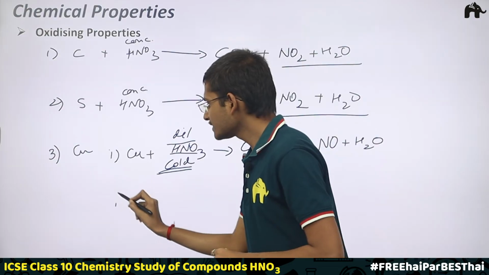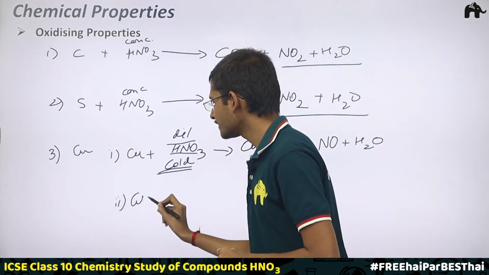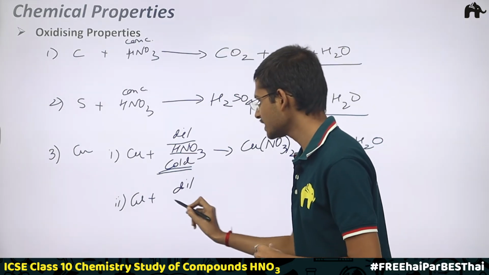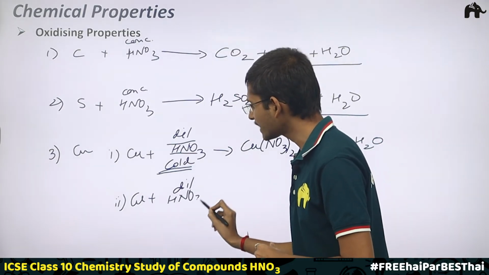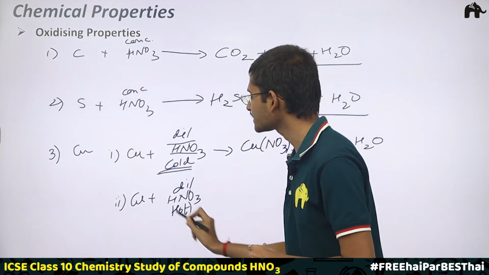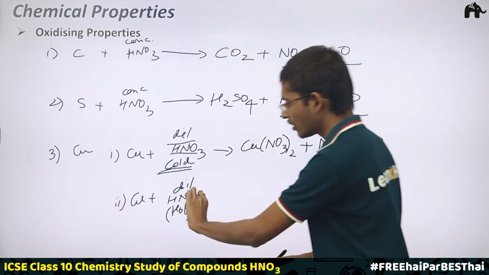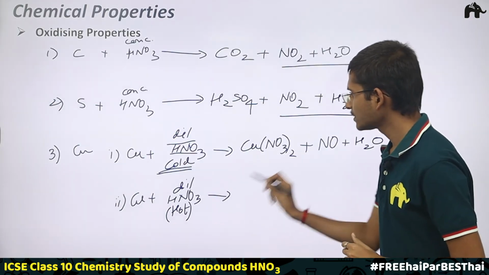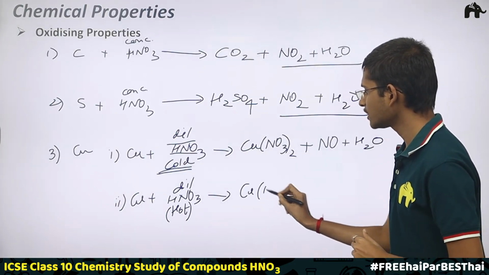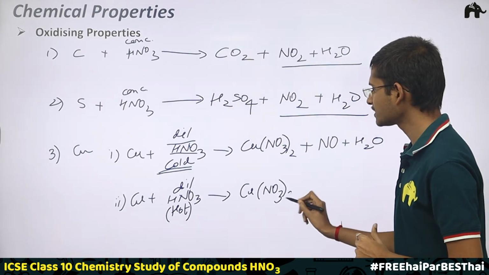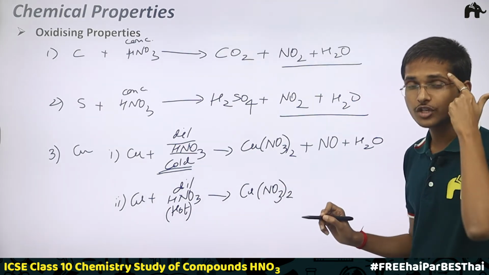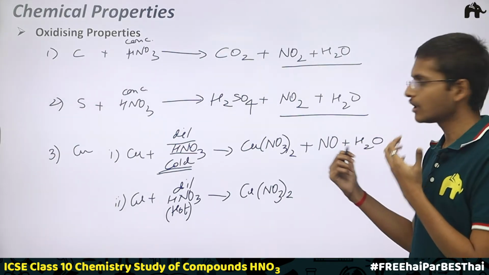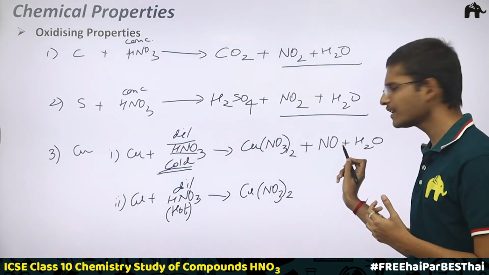The second one is when the copper is treated with, now here it was dilute nitric acid but cold one. Now I would just change it. I am taking dilute nitric acid, but now I am taking hot dilute nitric acid. Now when hot dilute nitric acid is taken, the product which is formed is exactly the same in terms of this nitrate. Copper nitrate itself is formed. The change you should remember is only about the nitrogen oxide. Which nitrogen oxide would be formed? Here it is nitrogen monoxide, nitric oxide.